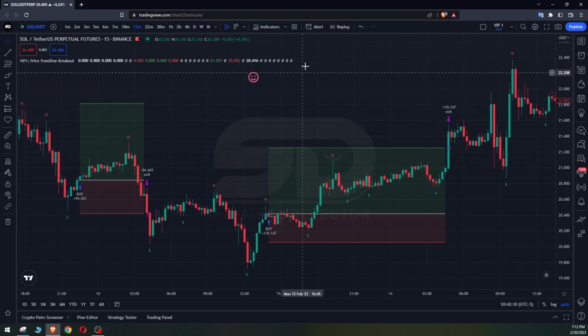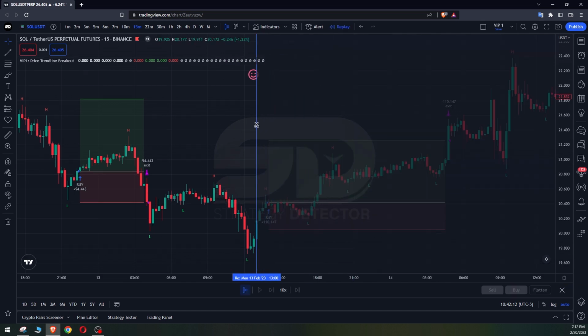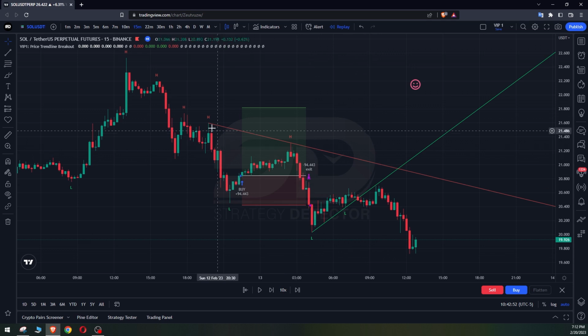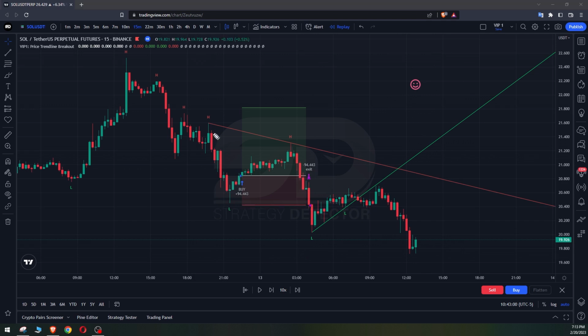Let me show you. When I click bar replay and come to this part of the chart, you see a trend line drawn here, and you can also see a trend line drawn like this. This upper trend line is evaluated and drawn by this point and this point.